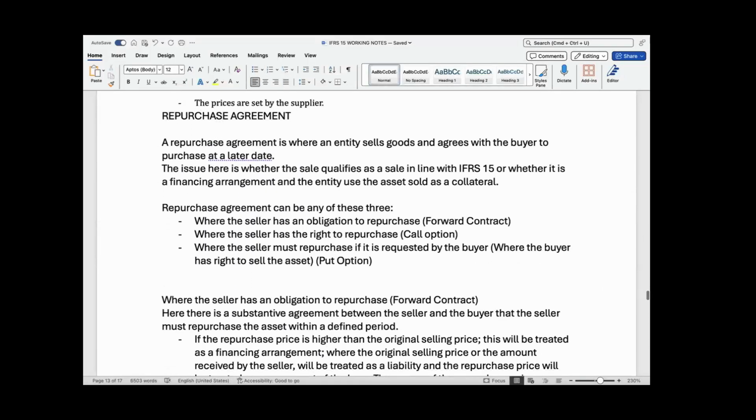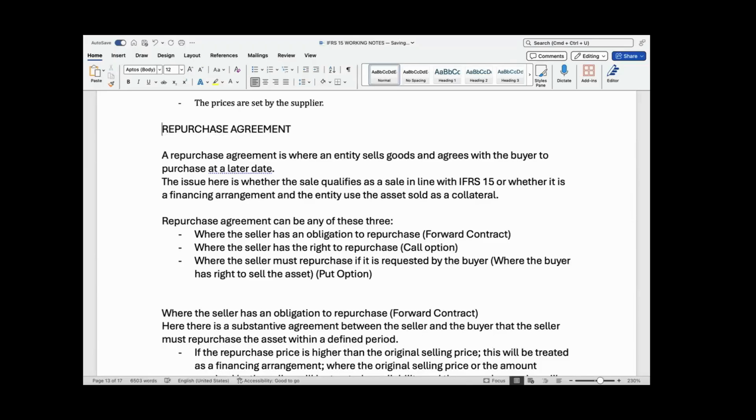Where we stopped was repurchase agreements. And the whole idea for a repurchase agreement is two things, because from the name, repurchase agreement, it means that you had already sold the goods to another party. Then you agree with that party that you want to repurchase it from them, of course, at a future or later date. So that's why they call it a repurchase agreement.